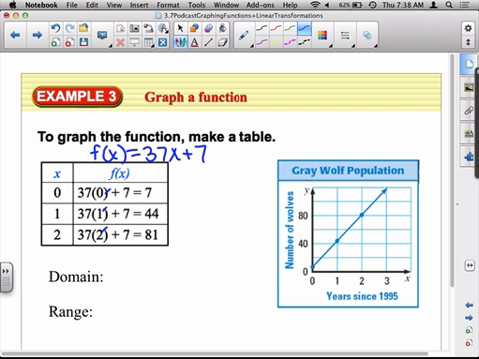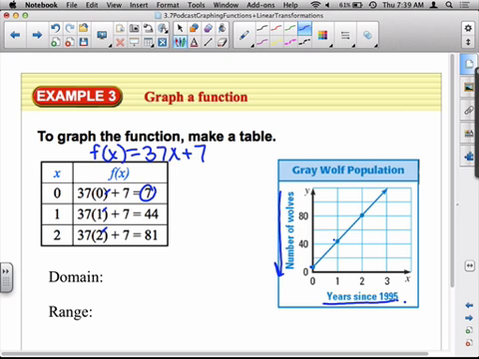So looking at my x values, the reason why I chose 0 is because you cannot have a negative number of wolves, and we're talking about years since 1995, so I don't want to do any years before that. Okay, so on 1995, when I plugged in 0, I got 7. So I graphed 0, 7. When there was 1 year since 1995, there were 44 wolves. So I plotted 1, 44. My second year past 1995, plugged in 2, and I got 81, and so on.